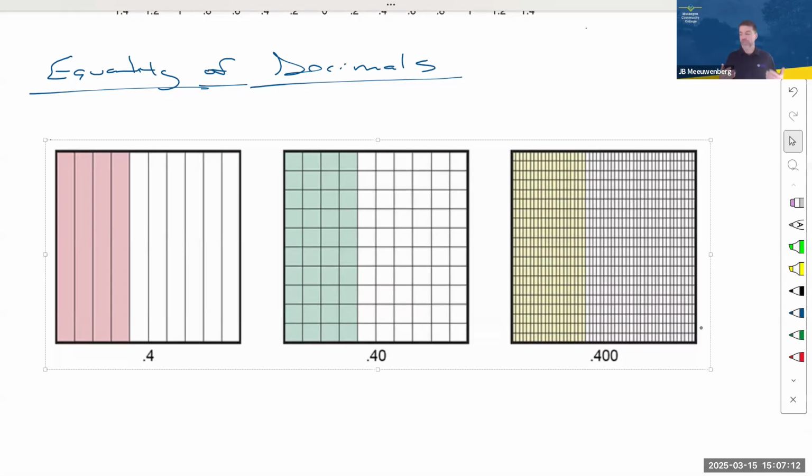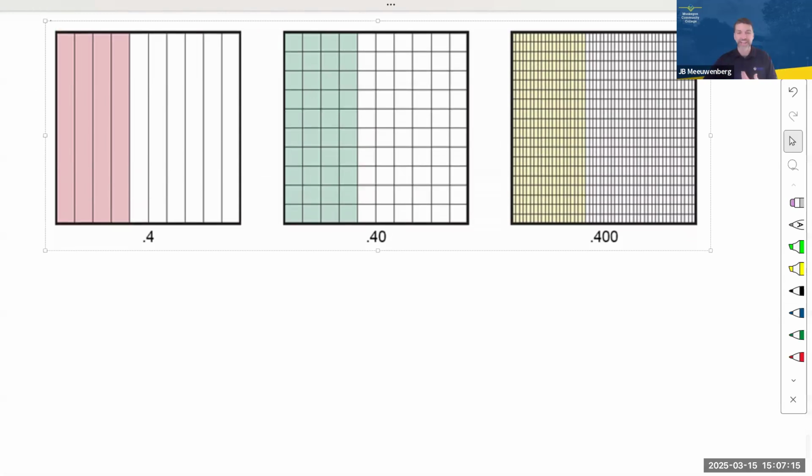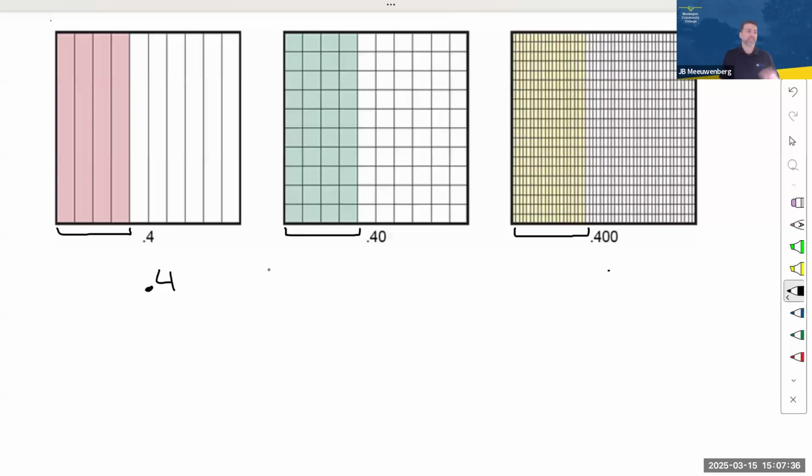Just by looking at those three pictures, if we just examine the shaded areas, it's the same amount of shading in each one of those pictures. From here to here is the same as from here to here, and is the same from here to here. But notice the numbers themselves are written differently. This one is written as 0.4, which is 4/10. This one is 0.40, which is 40 hundredths. And this one is written as 0.400, which is 400 thousandths.